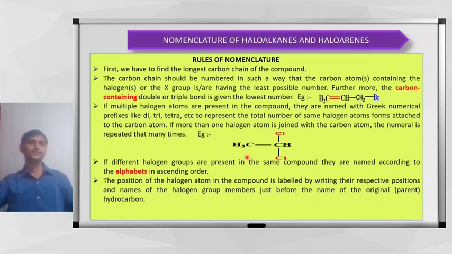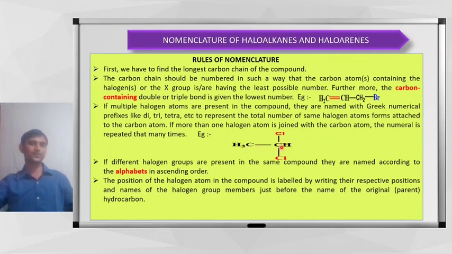See the example, that is CH3, CH, Cl, Cl. Already we looked at this example. This is the geminal halide, meaning two halogen atoms are attached to one carbon atom. So this is 1,1-dichloroethane.